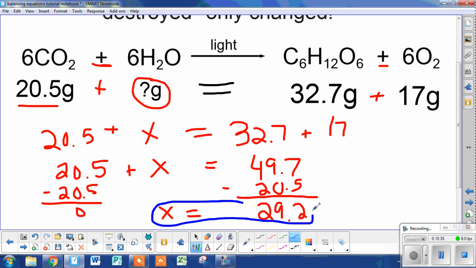That's what x has to equal in order for this to be a balanced equation. In order to be balanced, my reactants' grams have to be equal to my products' grams. Hopefully this tutorial helped you in some way.